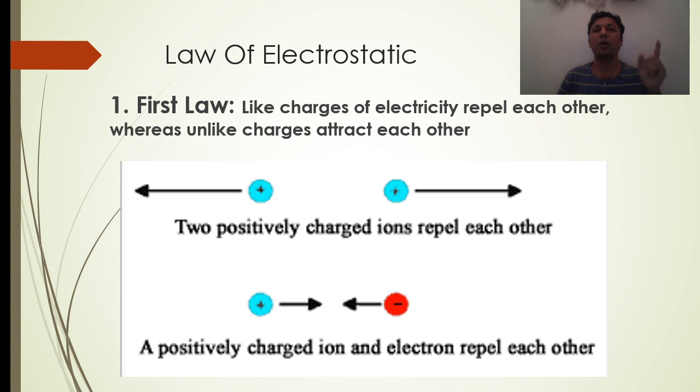So remember, the first law of electrostatics is that two like charges repel each other, and two different charges, like a positive charge and a negative charge, attract each other. This is the first law of electrostatics. Now what is the second law? The second law of electrical charge is based on force.